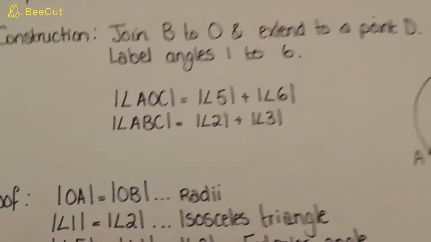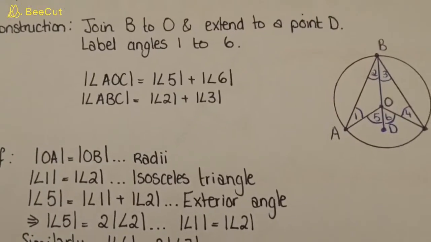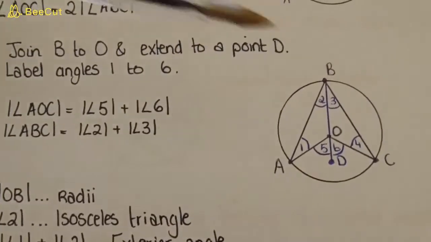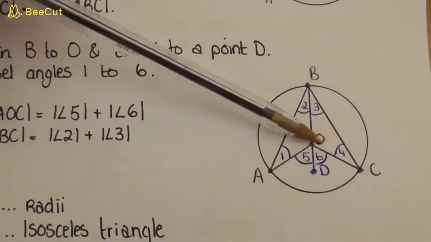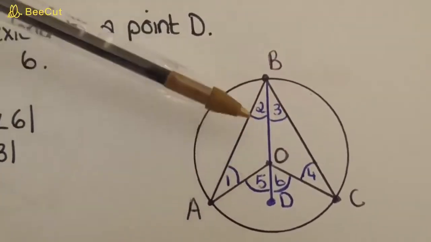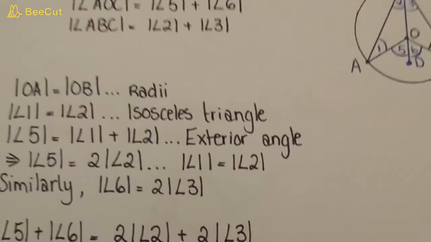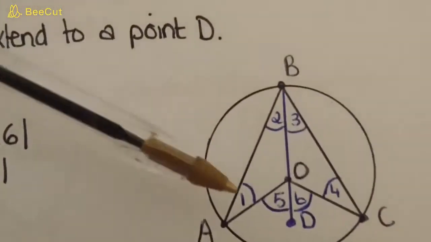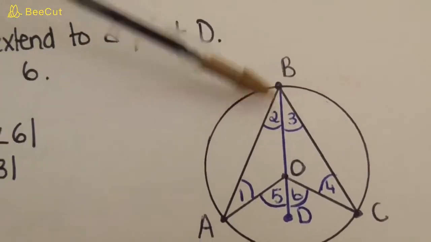Okay, so the proof. OA is equal to the length of OB because they're both radii. OA and OB, they're equal in length. They're both radii. So that is the same as that. Therefore, it's an isosceles triangle. So angle 1 is equal to angle 2. That angle there is equal to that angle there.